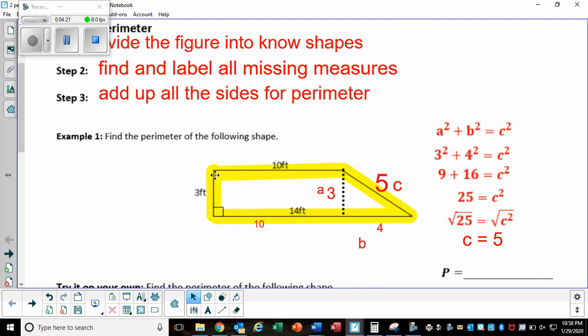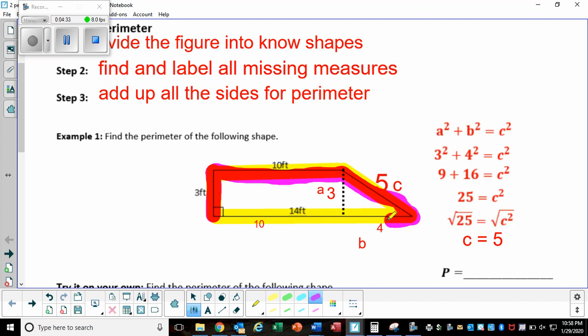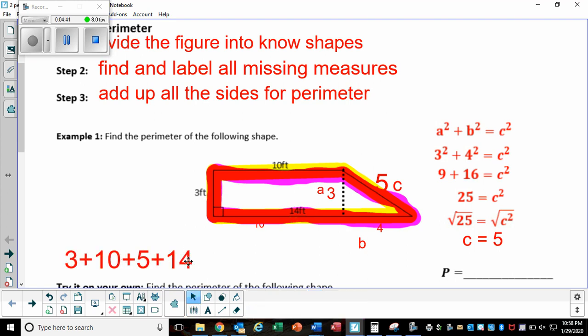So I'm going to do it again so you can see. I'm going to do 3 plus 10 plus 5, and I'm just going to do plus 14. Okay? So that's what I'm going to write out: 3 plus 10 plus 5 plus 14. And I go ahead and add it together.